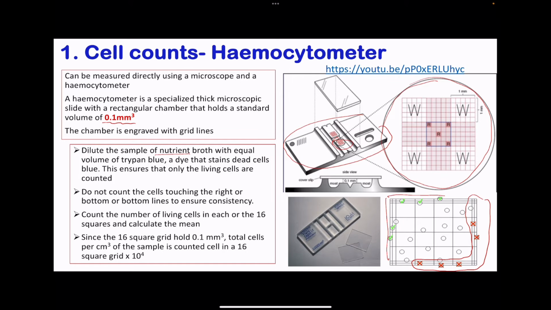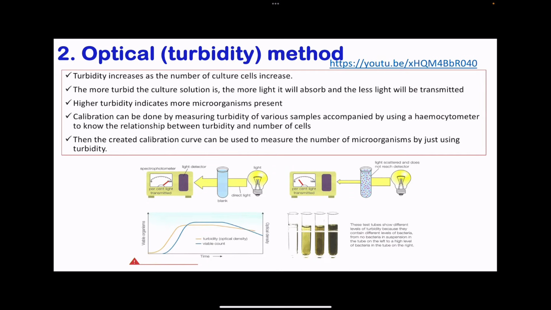To find out the total number of bacteria in a specific medium, the hemocytometer is calibrated so that, because you remember we put 0.1 millimeter cubed, in that 0.1 millimeter cubed we count the number of cells. For example, if you have 16 cells, the total number of cells in 1 centimeter cubed is going to be 16 times 10 power 4. Then you can scale up to find the total number of cells in the total solution that you had initially.